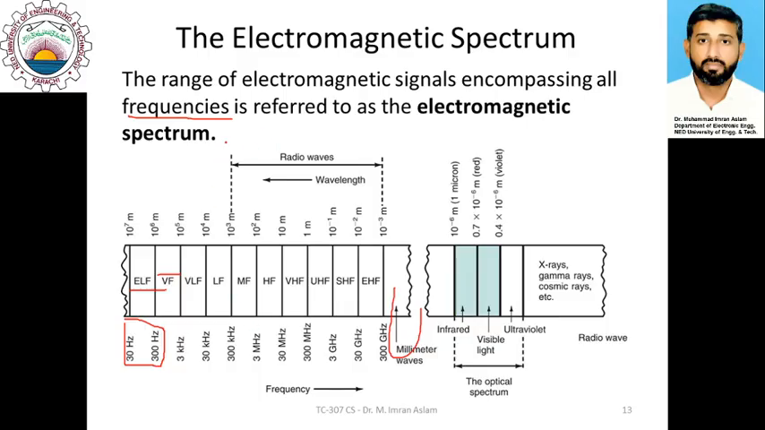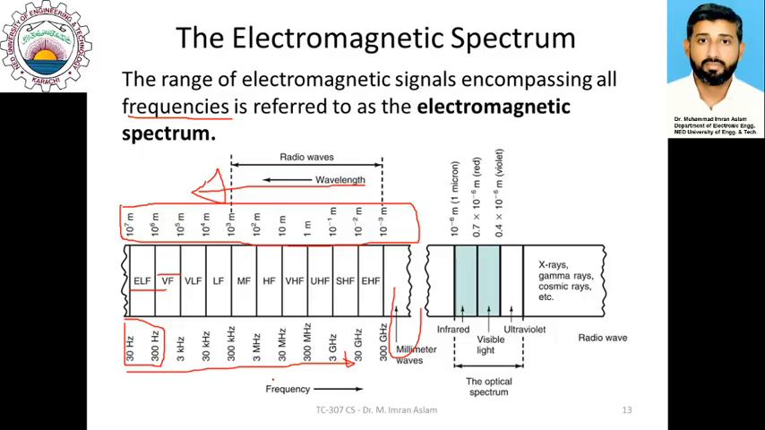We know that electromagnetic waves have a certain frequency as well as a wavelength. At the top here you can see the wavelength, and you can see that if we increase the frequency, the wavelength decreases. So wavelength is increasing in this direction, and frequency is increasing in this direction. This is the band which is named as radio waves, which is used for wireless communication systems.